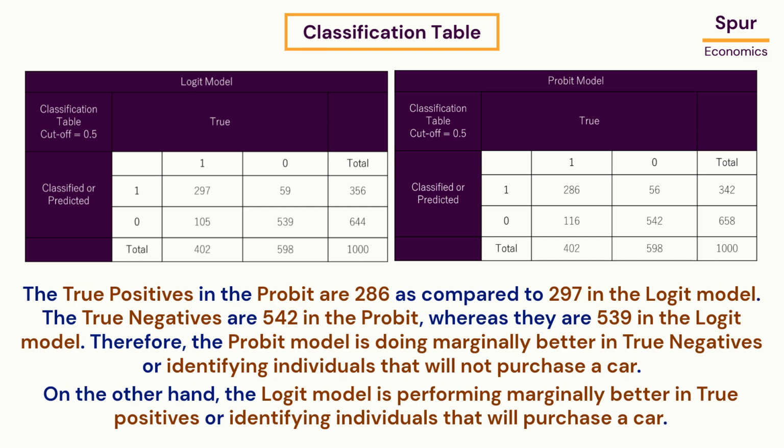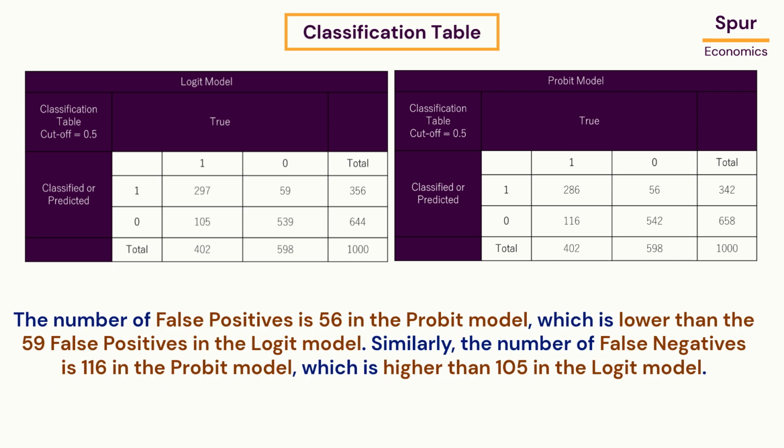The true positives in the Probit are 286 as compared to 297 in the Logit model. The true negatives are 542 in the Probit, whereas they are 539 in the Logit model. Therefore, the Probit model is doing marginally better in true negatives or identifying individuals that will not purchase a car. On the other hand, the Logit model is performing marginally better in true positives or identifying individuals that will purchase a car. The number of false positives is 56 in the Probit model, which is lower than the 59 false positives in the Logit model.